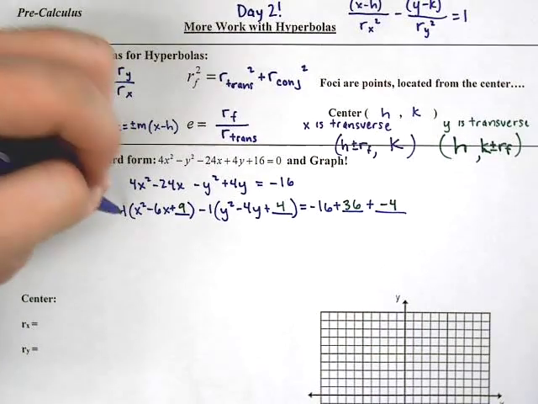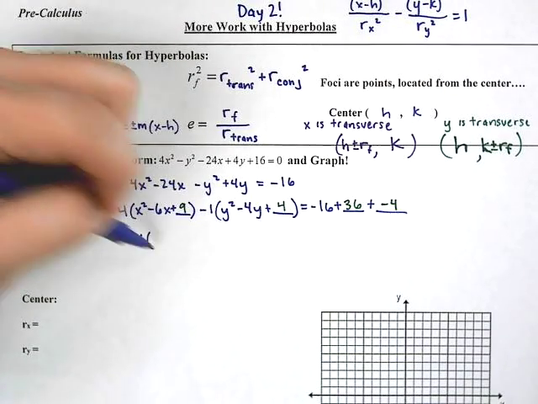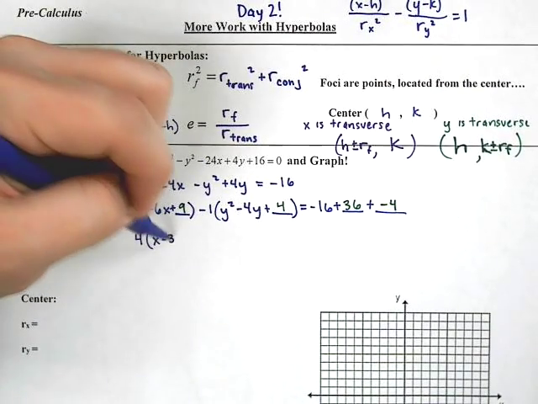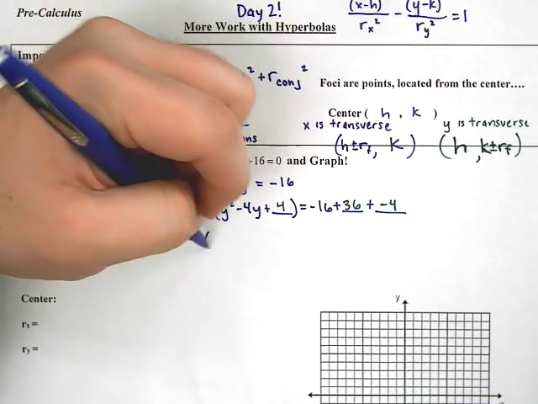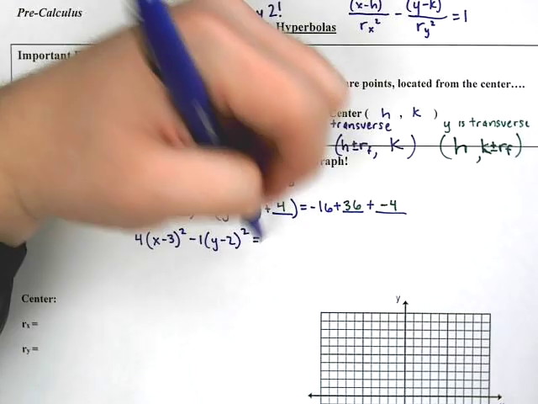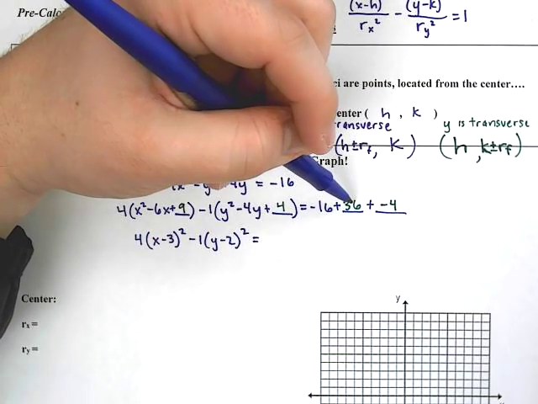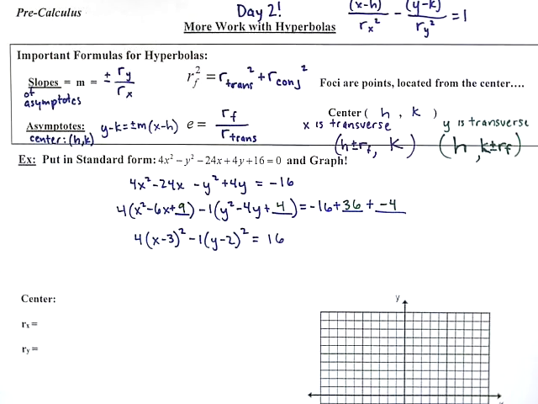So let's go ahead and rewrite these. They're perfect square trinomials now. I can write this as x minus 3 squared. I can write this one as y minus 2 squared. And on the right side, negative 16 plus 36 is positive 20. 20 minus 4 is 16. And hopefully you guys remember this.